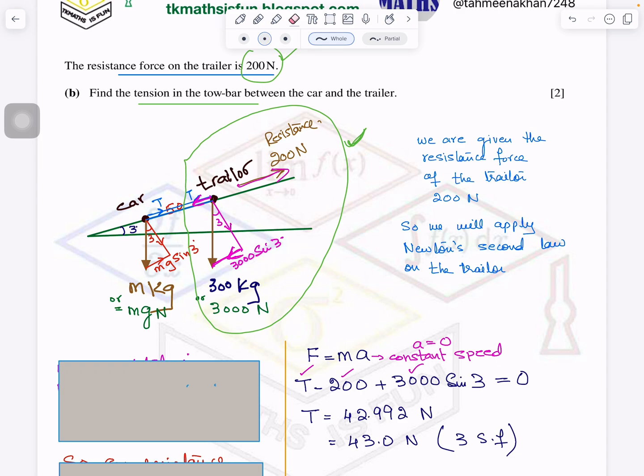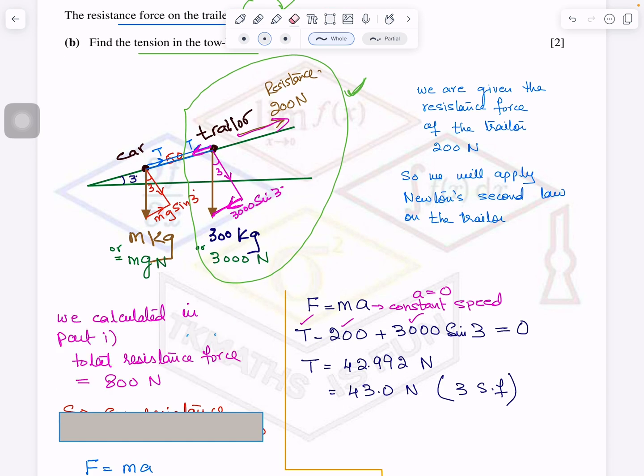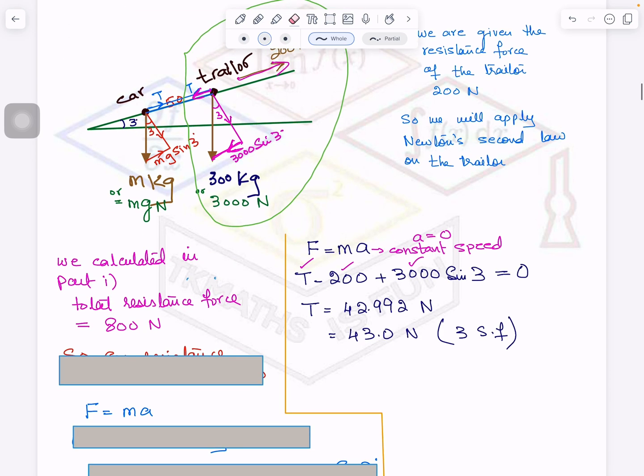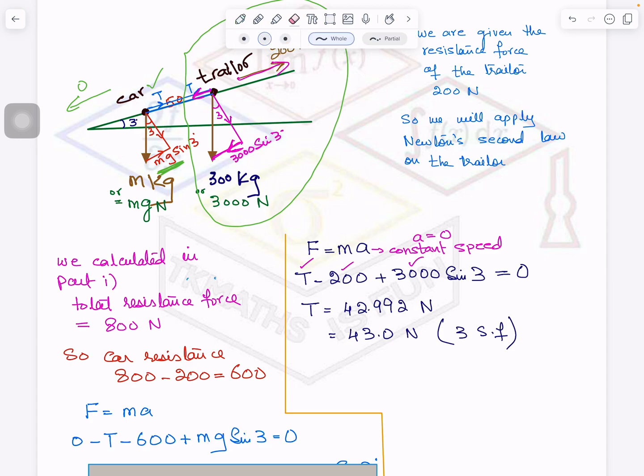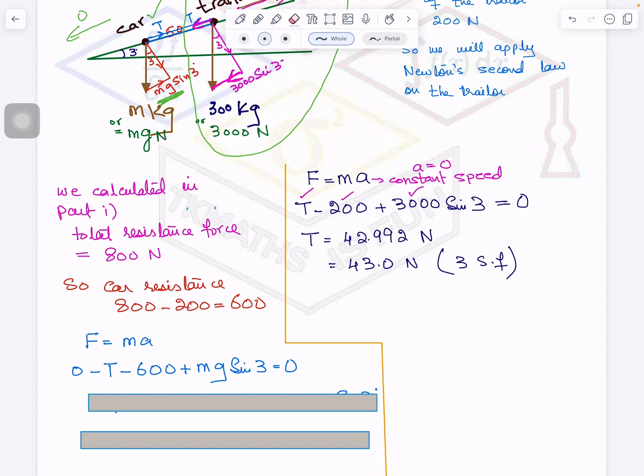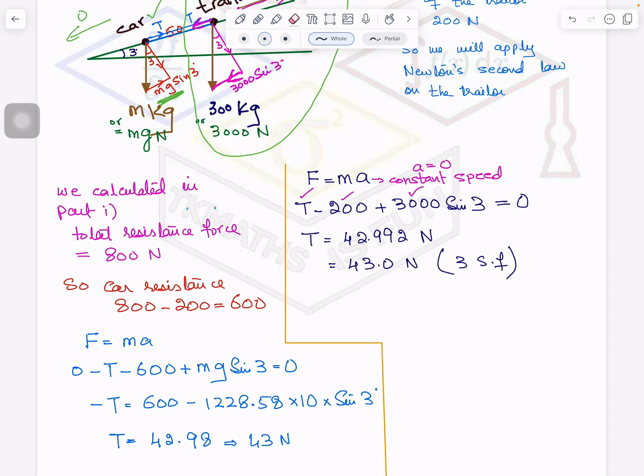Now I will show you if I want to do with the help of the car situation, I can do that also. And then after that I will do exactly the same method, forward force and backward force. Now what is the forward force here? This is 0, there is no engine force, so this is the only forward force, and T will be backward and resistance will be backward, right? So now be careful about signs. Backward will be minus, forward will be plus, and then you solve the question and you will get the value of tension in the tow bar.